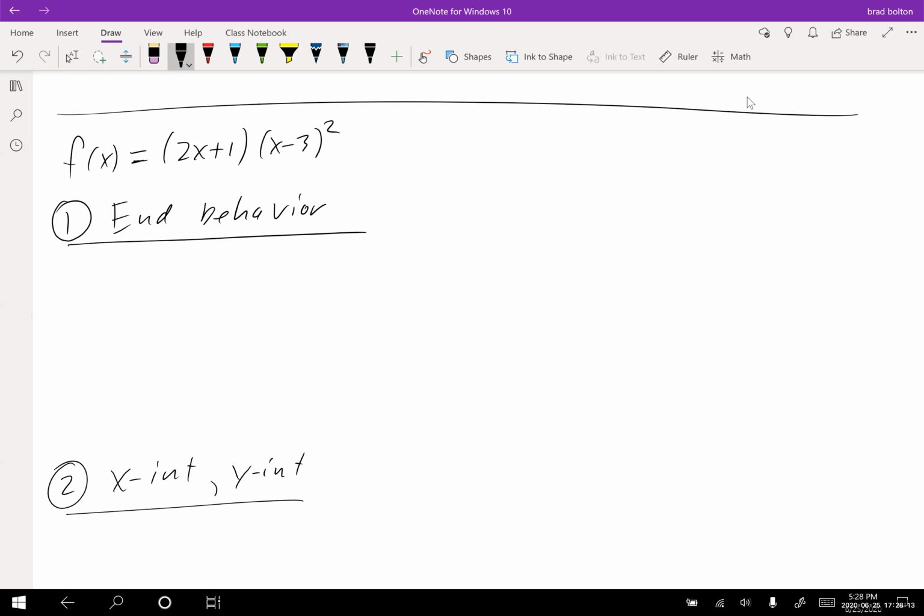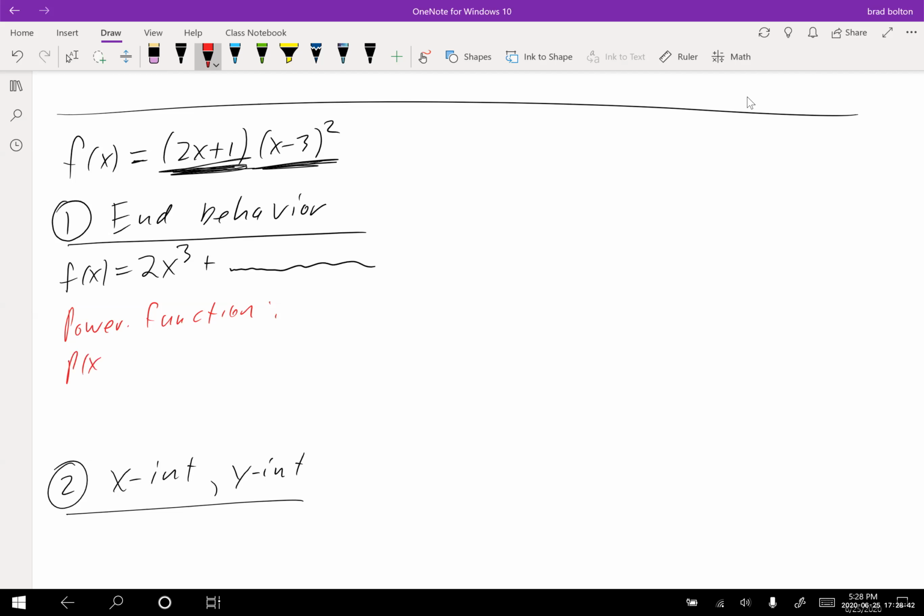This is similar. If we FOILed this out, again, I don't want to FOIL all of it out. But if I squared this, wouldn't I get x squared? And at some point, it's going to multiply by 2x. So I'm going to get 2x cubed, okay? And then it'll be plus, and I really don't care what happens after that. So to me, the power function it's related to, let's call it p of x for power function, is going to be 2x cubed.